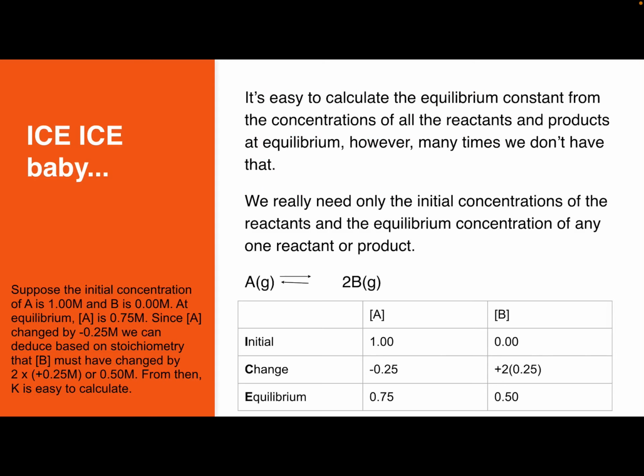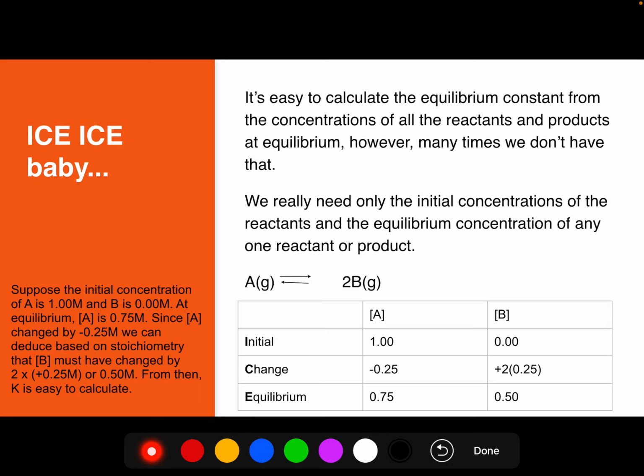I stands for initial, as in initial concentration. C stands for change in concentration, and E stands for the concentration at equilibrium. So what we have here, this part right here is kind of like a problem. So suppose that we have an initial concentration of this reaction here where A is 1 molar and B is 0 molar. So in my ICE table, which I don't usually write out initial, change, equilibrium, I just put ICE, we put 1 for the initial concentration of A and 0 for the initial concentration of B.